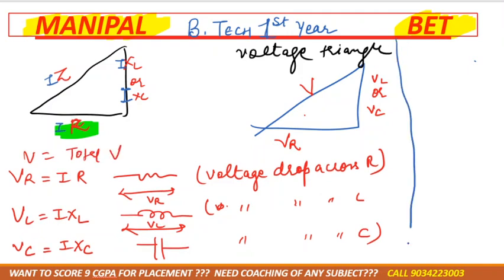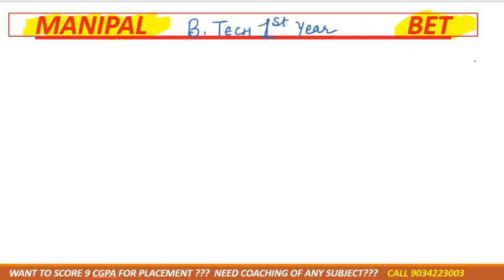So again, we can apply the Pythagoras theorem over here, and sin phi, cos phi, and tan phi, right? V is equal to the square root of VR squared plus (VL minus VC) whole squared. Now next, if you multiply voltage with the current, what will you get? Like, if you multiply resistance with current, it becomes voltage, right? Similarly, if you multiply voltage with current, it becomes power, right? So now we'll study the power triangle.